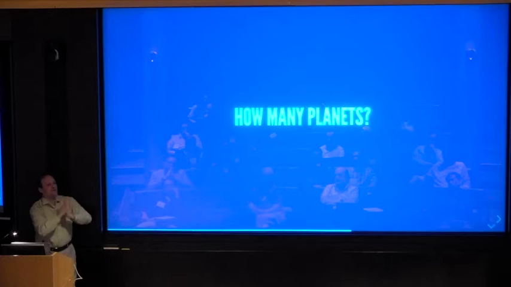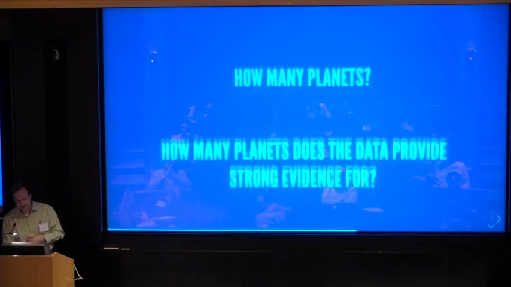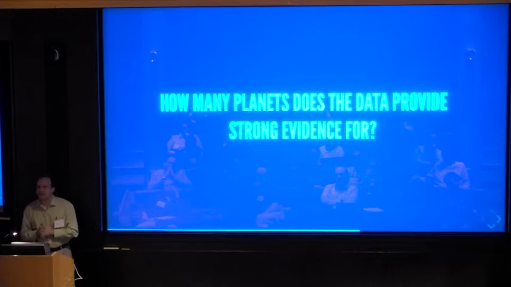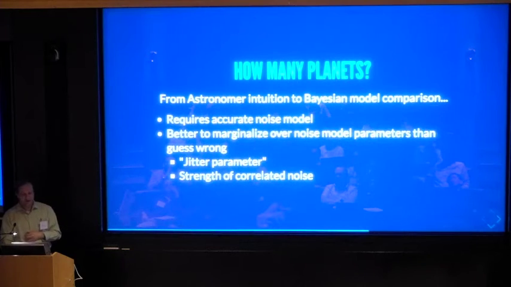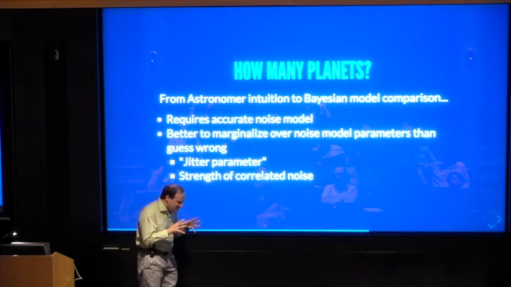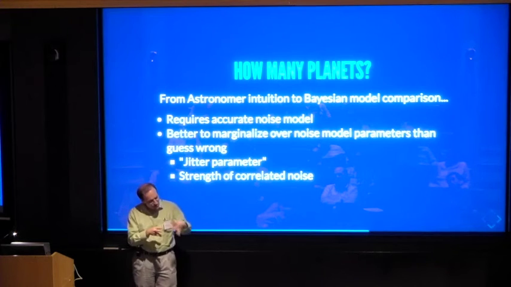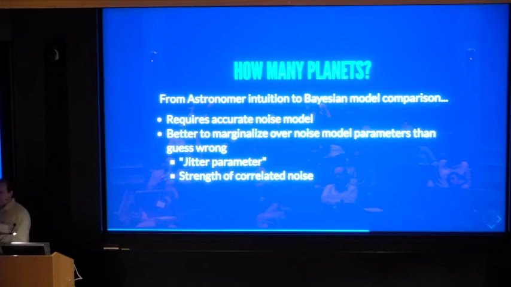Another question I thought you were going to ask me was how to find out how many planets were in a microlensing system. And this is closely related to how many planets are in a radial velocity type system as well. I'll rephrase it slightly into how many planets does the data provide strong evidence for. And it's a little bit long to say, so we'll abbreviate that. And so basically, this is asking you to go from your astronomical intuition about what you think constitutes strong evidence to quantifying that and doing what's known as Bayesian model comparison. And this is very powerful, but it also requires going a level beyond what is necessary for simple parameter estimation.